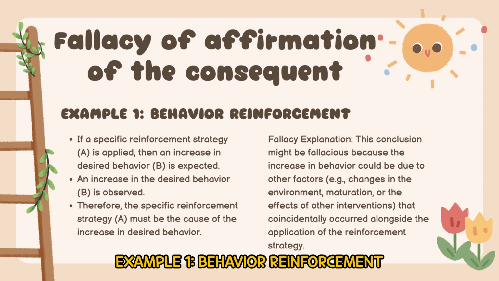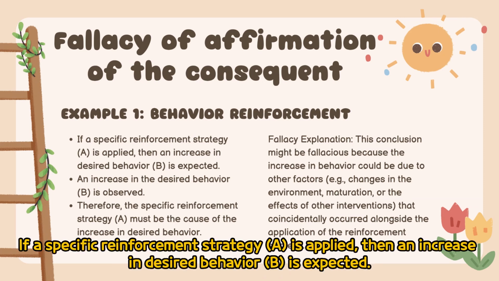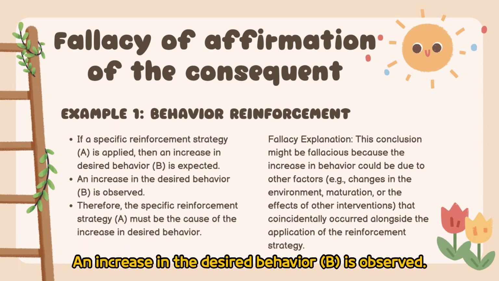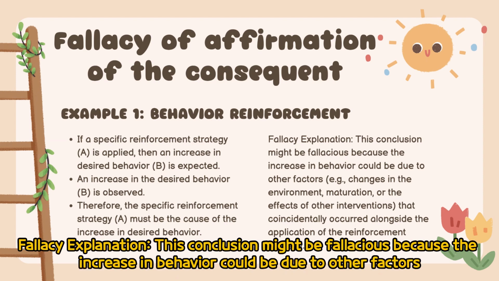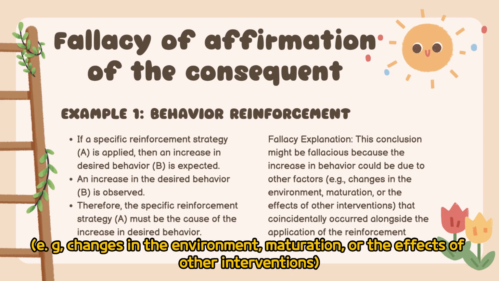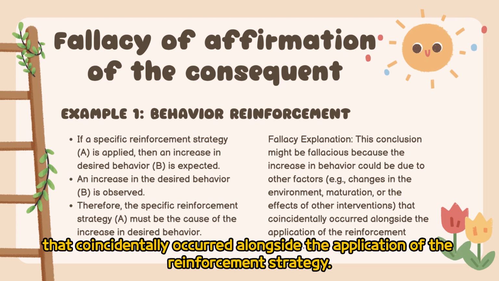Example 1. Behavior reinforcement. If a specific reinforcement strategy (A) is applied, then an increase in desired behavior (B) is expected. An increase in the desired behavior (B) is observed. Therefore, the specific reinforcement strategy (A) must be the cause of the increase in desired behavior. Fallacy explanation. This conclusion might be fallacious because the increase in behavior could be due to other factors, for example, changes in the environment, maturation, or the effects of other interventions that coincidentally occurred alongside the application of the reinforcement strategy.